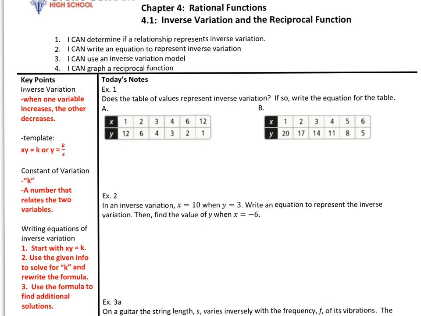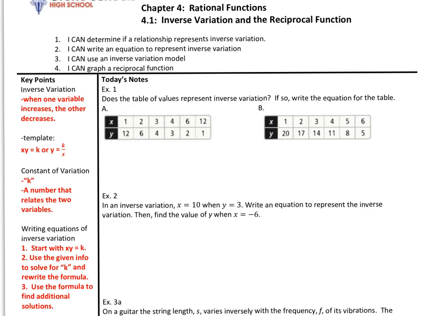Chapter 4 is titled Rational Functions. We'll start with Lesson 4.1, Inverse Variation and the Reciprocal Function. In this lesson, we'll determine if a relationship between x and y values represents inverse variation, we'll write equations, we'll look at an inverse variation model, and then we'll begin sketching graphs known as reciprocal functions.